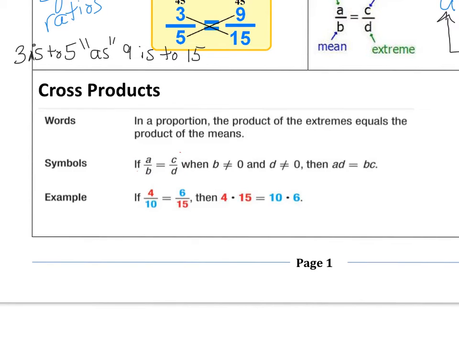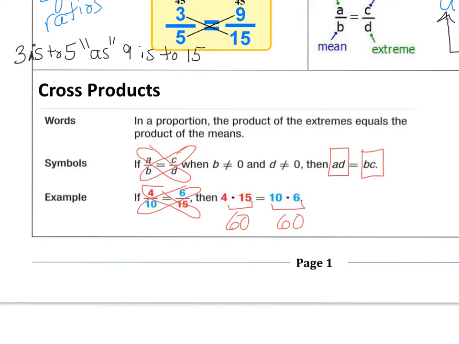I'm going to go ahead and show it this way. We can cross multiply A times D, and on one side of the equal sign we have AD, and we can cross multiply B times C, and that would be the other side of our equality. If we look at a numerical example, we've got 4 is to 10 as 6 is to 15. We can cross multiply that: 4 times 15 is 60, and 10 times 6 is 60. So you maintain equality.